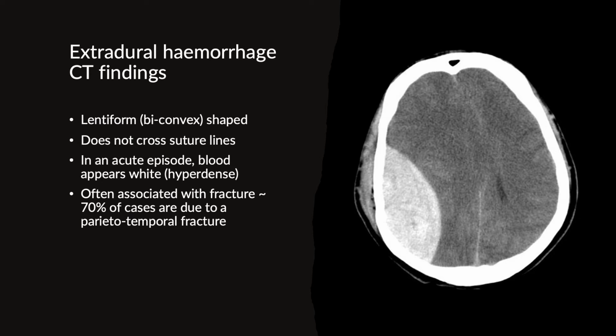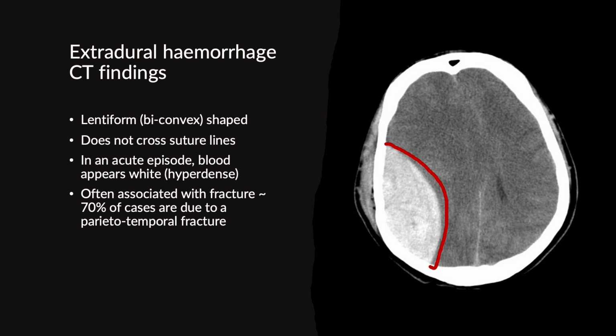Now on to the CT findings, okay? So, just get my pen out. We've got a lentiform biconvex shaped hemorrhage, okay? It does not cross the suture lines, okay? So there'll be a suture line up here and a suture line down here. So this will be the lambdoid suture. It won't cross. It will just adhere to the suture lines, okay, which is unlike a subdural hemorrhage, which we'll get to.